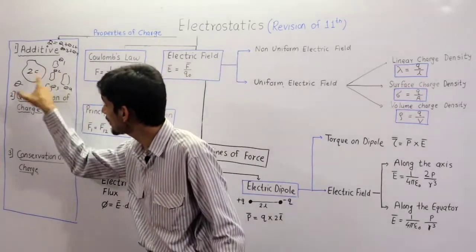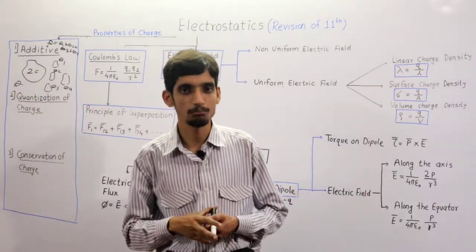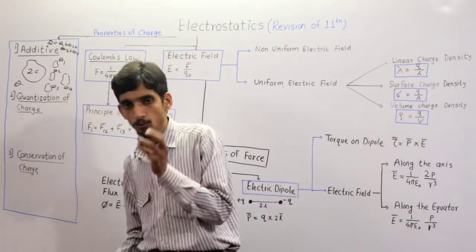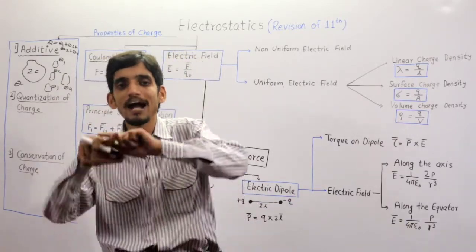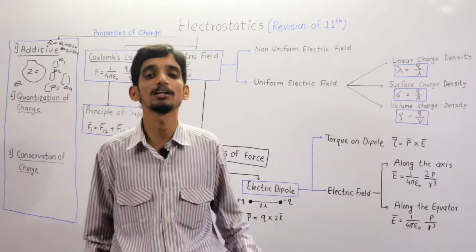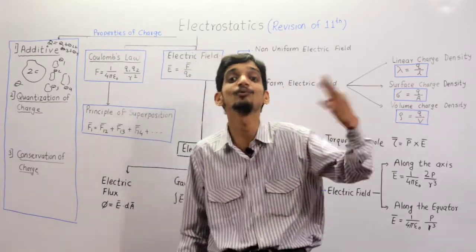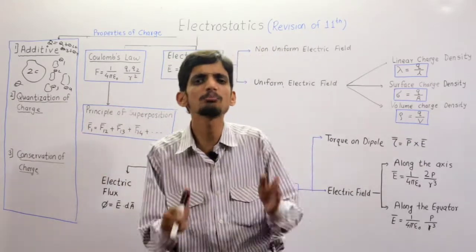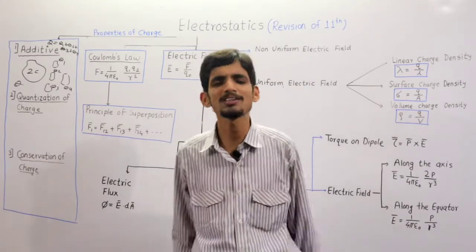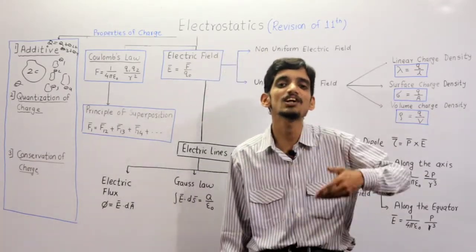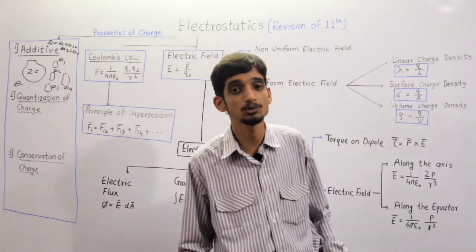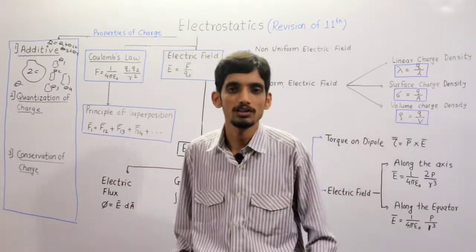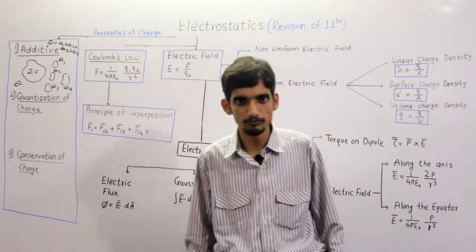Clear? These are actually parts of this object only, there is no difference, but the total charge has been added. Whatever amount of charge each part contains, if you add all the charges on each part, you get the total charge on the body. It means charge is additive. Clear? Okay. Second is quantization of charge. What is meant by quantization? Anything that is available in a fixed amount is called quantization. Clear?